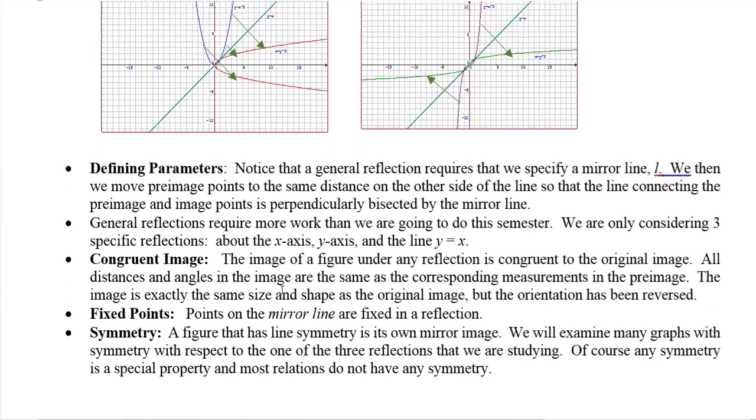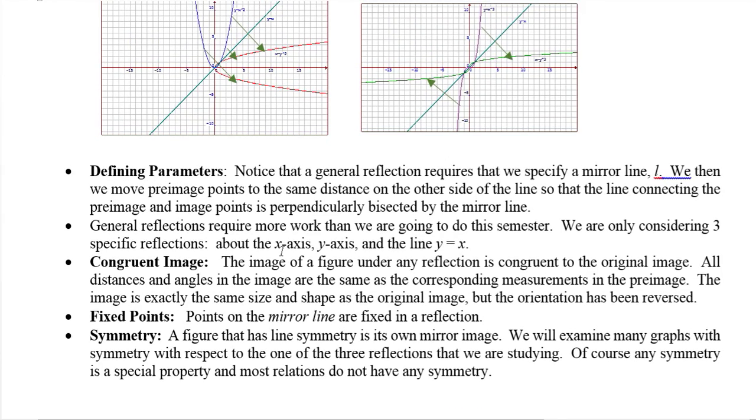Notice that a general reflection requires that we specify a mirror line. We then just simply move the pre-image point to the same distance on the other side of the line so that the line connecting the pre-image and image point is perpendicularly bisected by the mirror line. So general reflections require more work than we're going to go into in this course. We're only considering these three specific reflections about the x-axis, y-axis, and the line y equals x, which have very nice, easy formula manipulations to get us there.